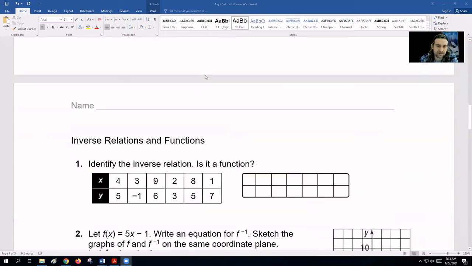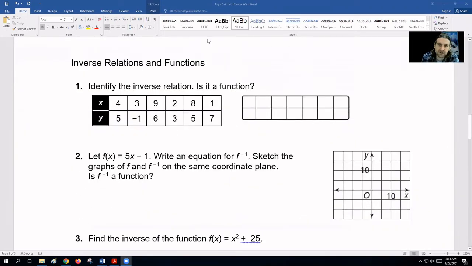All right, so that wraps up section 5.5. 5.6 is inverse functions. Hopefully you remember inverse functions. All we need to do is flip the x's and y's around if we're looking at a table. So if we got x up here and y down here, I'm just going to put the x's down here at the bottom. So it'd be 4, 3, 9, 2, 8, 1. And our corresponding x's now would be 5, -1, 6, 3, 5, 7. All we did is basically flip the x's and y's around for the inverse because they have opposite points.